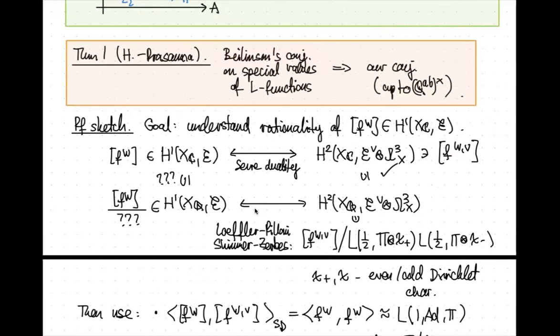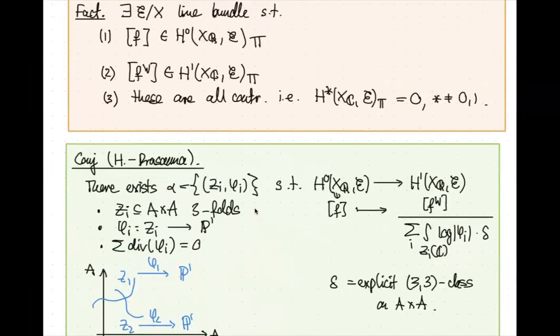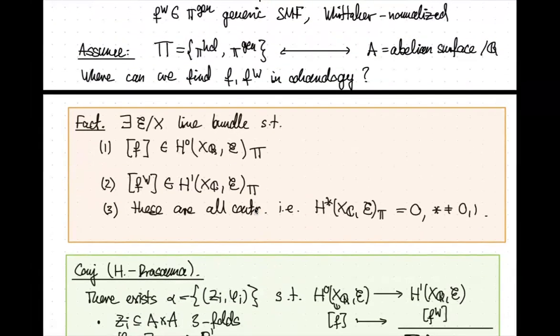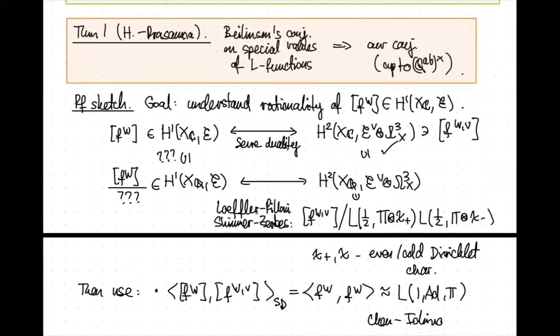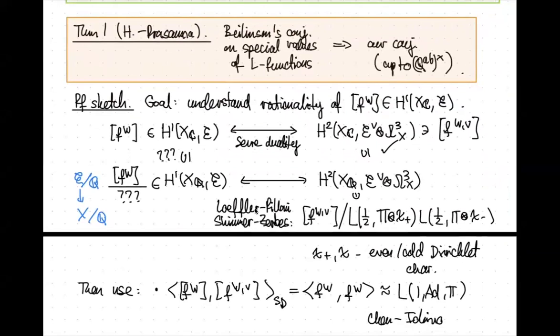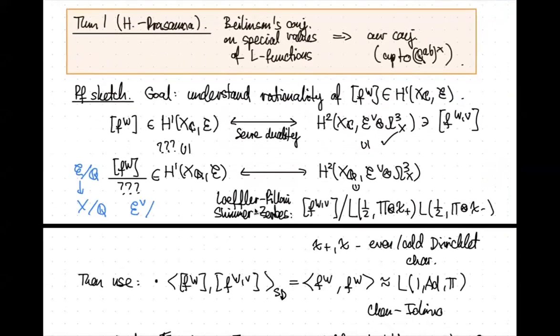So yeah, I should have said, E itself is defined over Q, first of all. I don't know if it was clear when I said it back then, but you have X, which is over Q, and over it you have a line bundle E, which is over Q. And then this E dual will also be defined over Q.